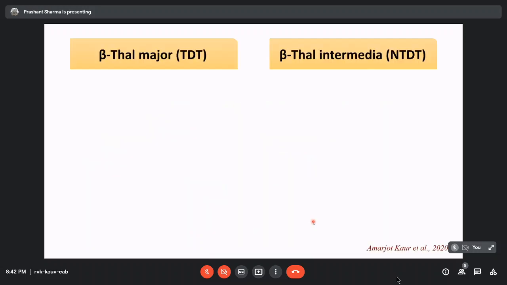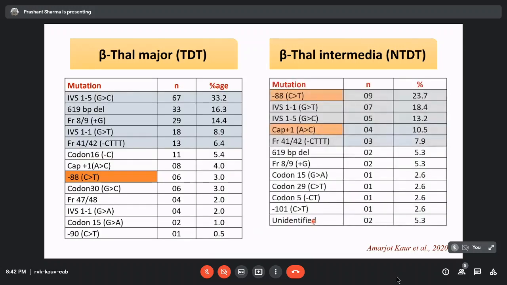So I think this is going to be my last slide for today. When you look at beta thal major versus intermedia at a genetic level, this is a thesis by Dr. Amarjot Kaur, who's our senior resident now. So this is the data that she got. So look at the layout of mutations.